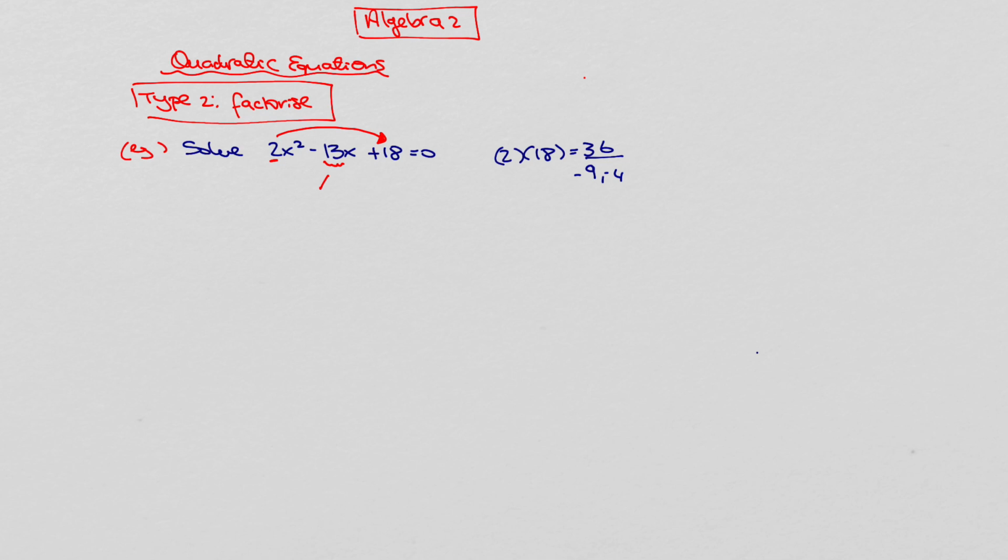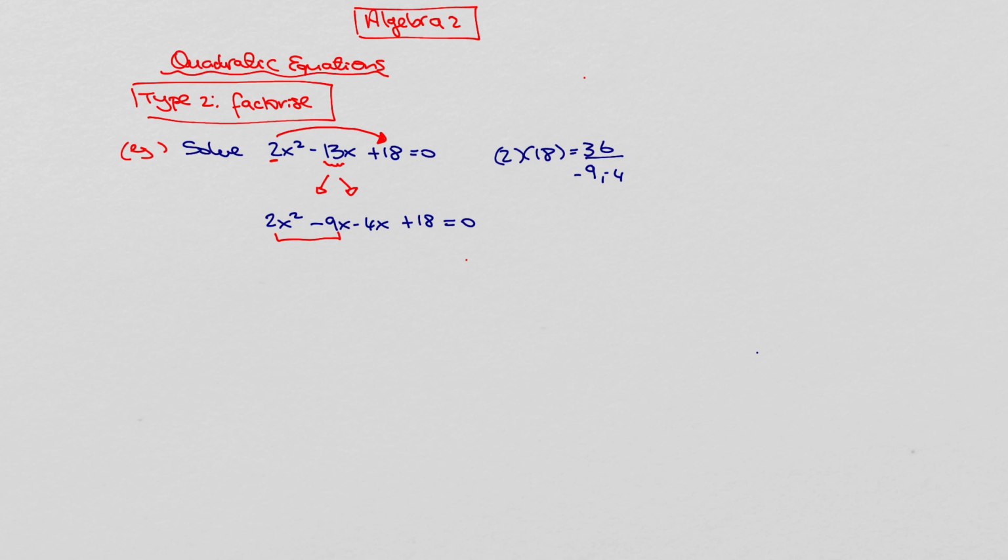So we take this middle number, minus 13x, and we replace it then with these two factors, minus 9 and minus 4. Everything else stays the same. So all I'm doing is I'm expanding that 13x, I'm splitting it into two numbers. So the 2x squared stays the same, and then minus 9x minus 4x is minus 13x. So I haven't actually changed the equation here, and therefore the plus 18 stays the same. So I've literally just, as I said, taken that middle number and separated it out into the two factors.